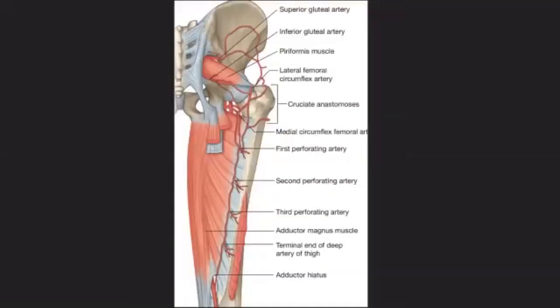See, these are piercing the adductor magnus and coming to the posterior aspect, that means the flexor aspect of the thigh, to supply those muscles. This is the first one, second one, third one. The terminal end of the deep artery of the thigh, you see this one, that is the fourth perforator, right?